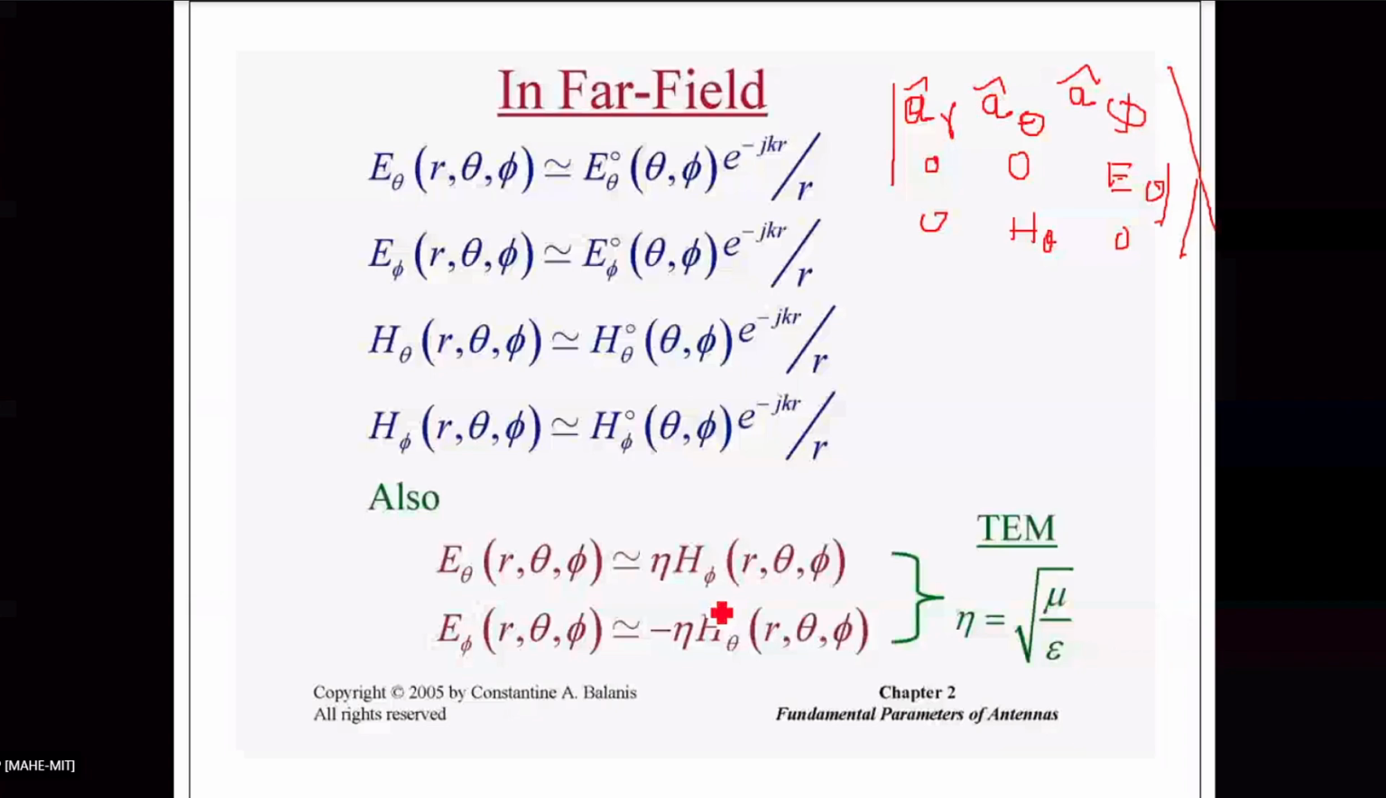When the power has to flow in the positive R direction, see here, A_R into 0 minus H theta into E phi. If it is minus, power is flowing in the minus R direction. That cannot happen because power should flow outward. Power cannot flow in the minus R direction. So one of these should be minus.